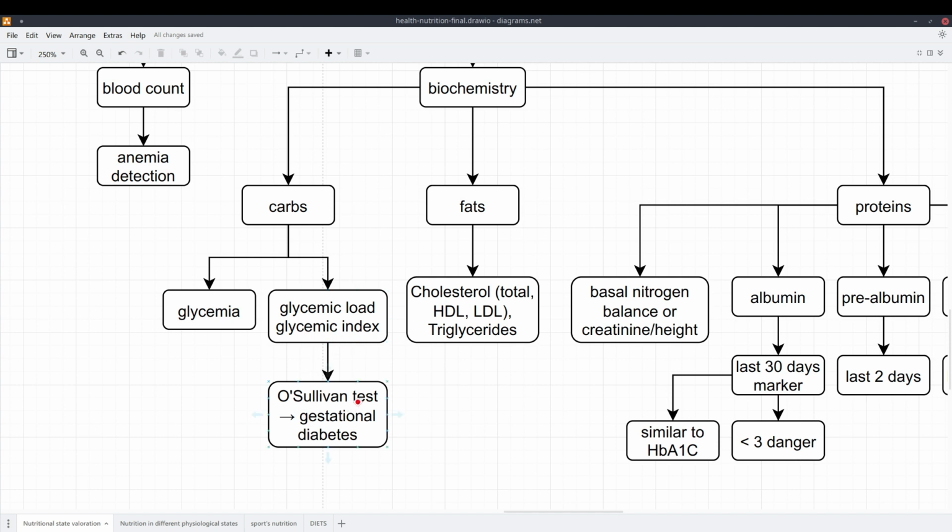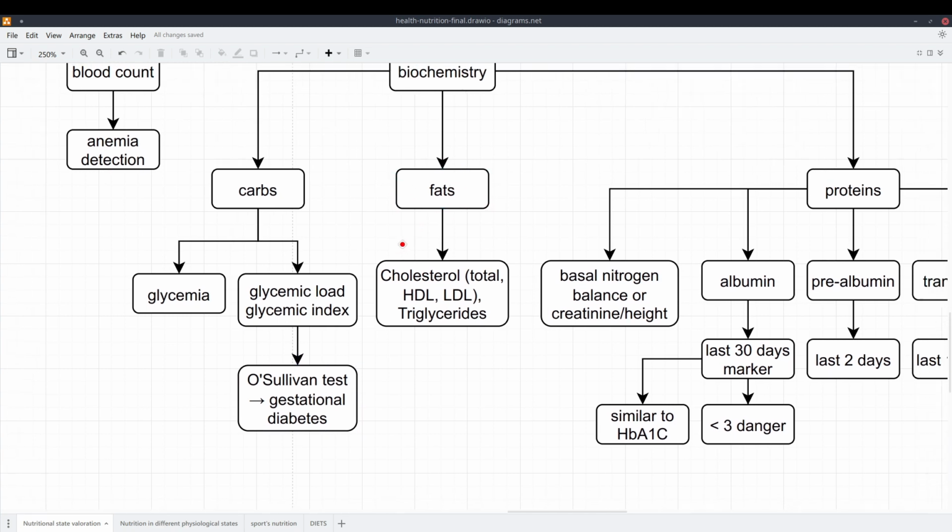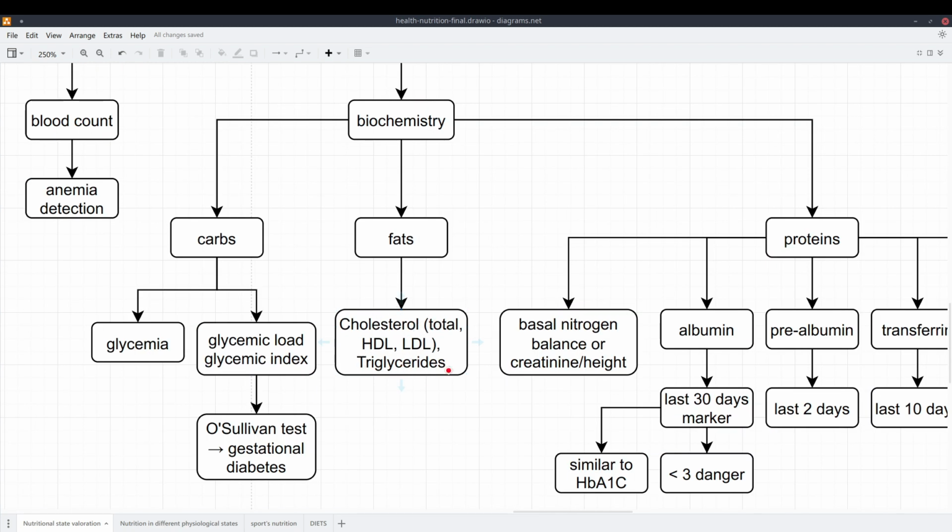Another relevant test is to detect the gestational diabetes in pregnant women. This is a very interesting test because you give glucose to pregnant women and then you see how they react to it and if there is an insulin resistance. Then talking about fats, the cholesterol and the triglycerides. Cholesterol, total cholesterol, HDL and LDL.